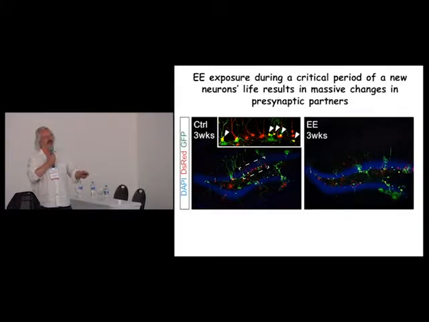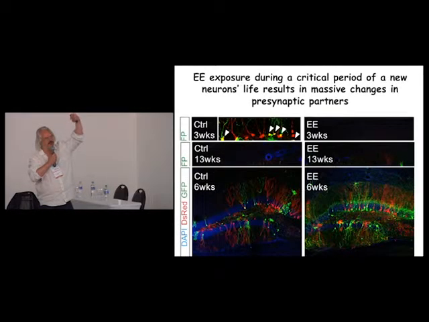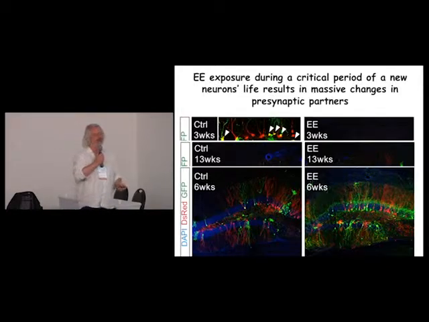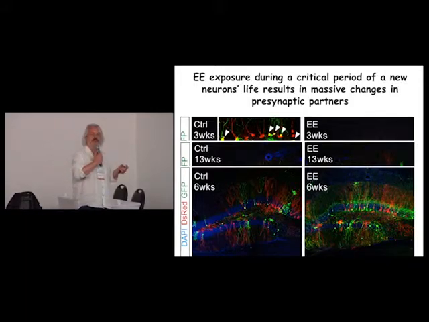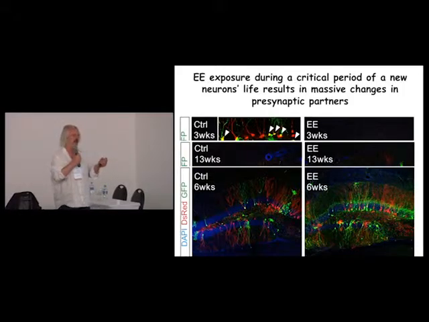You see there's no big difference if you expose mice for 4 weeks, starting at minus one and extending to 3 weeks after the neuron's birth. Likewise, when you start very late at 9 weeks and extend exposure to 13 weeks, again there's no major difference. However, there's a remarkable difference when you start at 2 weeks and expose until 6 weeks after the birth of a newborn neuron. That indicates that there's a critical time window during which the connectivity can be highly influenced by experience.